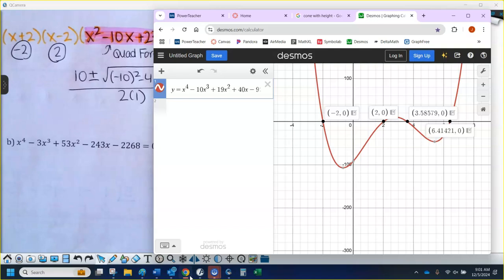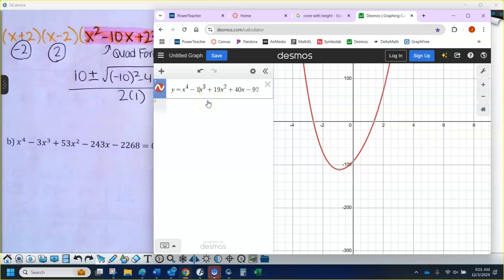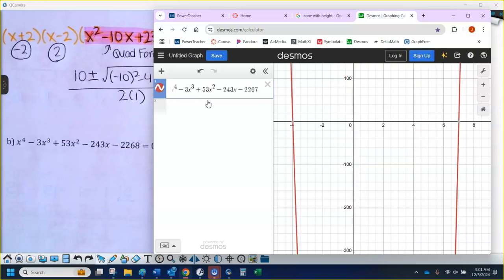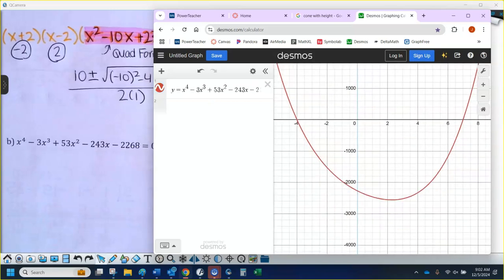Okay, let's try one more. This last one's also quartic, so we're going to have 4 answers. You've got x to the 4th minus 3x cubed, sorry, x cubed for that last one, 53x squared minus 243x, and then a huge number, 2,268. I'm going to scrunch this a little bit.